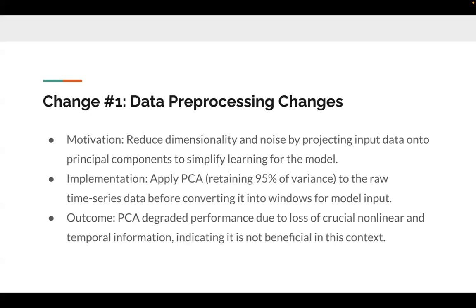All right. And so for my changes, my first idea was to apply PCA for dimensionality reduction and to reduce noise by projecting input data onto principal components to simplify learning for the model. I did this by applying PCA while retaining 95% of variance to the raw time series data before converting it into windows for model input. However, I noticed that PCA actually degraded performance due to loss of crucial nonlinear and temporal information, indicating that it's not really beneficial for this context.